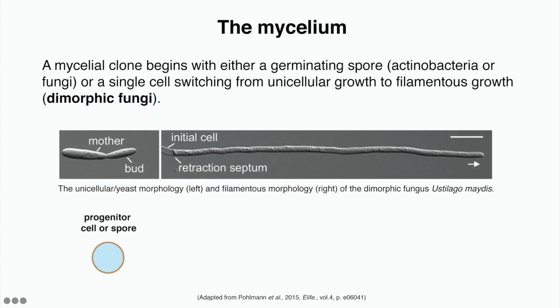A mycelial clone begins with either a germinating spore, such as from actinobacteria or fungi, or a single cell switching from unicellular growth to filamentous growth, such as with dimorphic fungi.